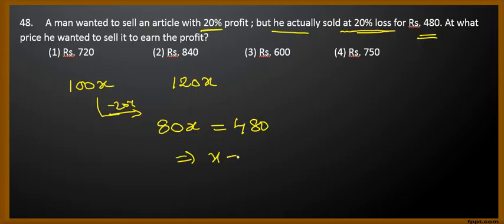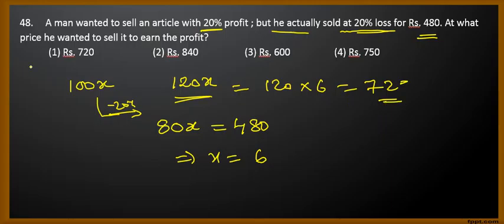This implies x is equal to how much? 6. So 80x, this is what we will get, but he has to sell it for how much? 120x. So he wanted to sell it for that to earn the profit. So 120 into 6, which is equal to 720. So the answer is option 1.